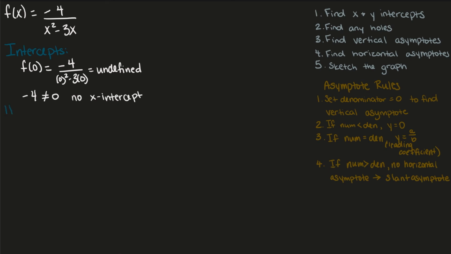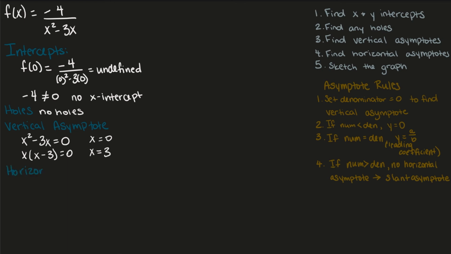Next, let's identify any holes. When we expand our denominator, we're not going to be able to simplify anything. Therefore, there are no holes in this function. Next, we have our asymptotes. Let's start with our vertical asymptote. We're going to set our denominator equal to 0. So we have x squared minus 3x equals 0. We can factor out an x: x times x minus 3 equals 0. So we have x equals 0 and x equals 3 as our vertical asymptotes.